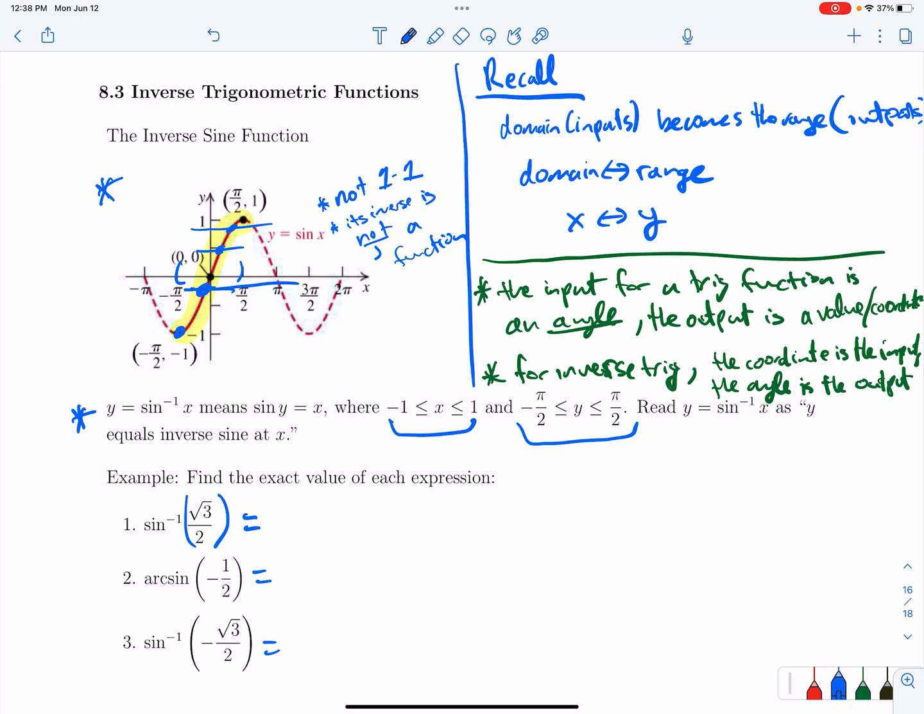Okay, so that's the first thing. And then the second thing is that we are restricting the domain for sine between negative pi over 2 and pi over 2.